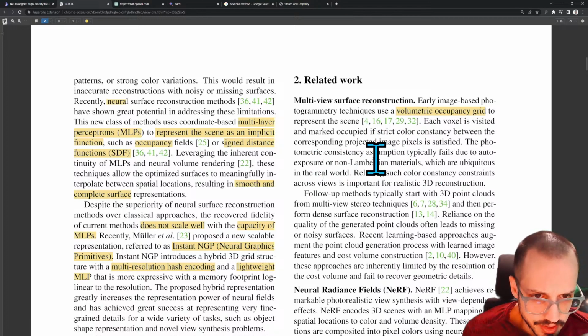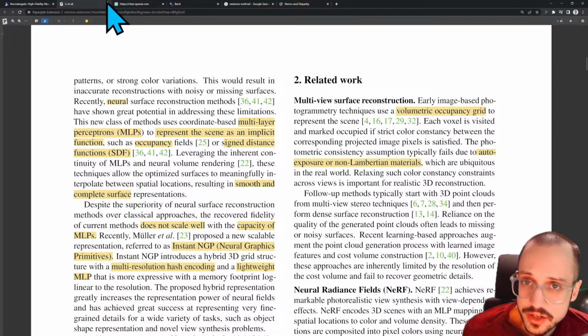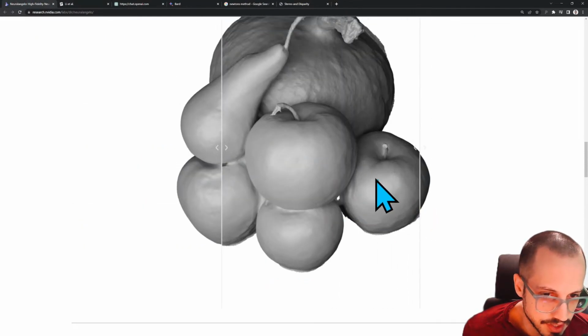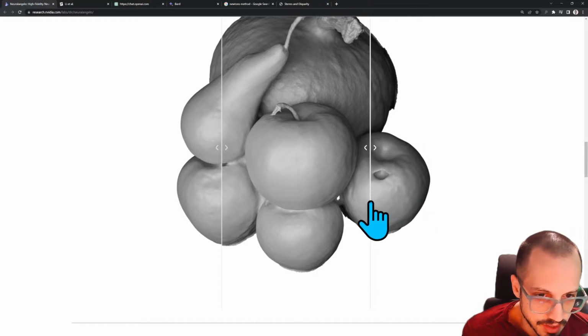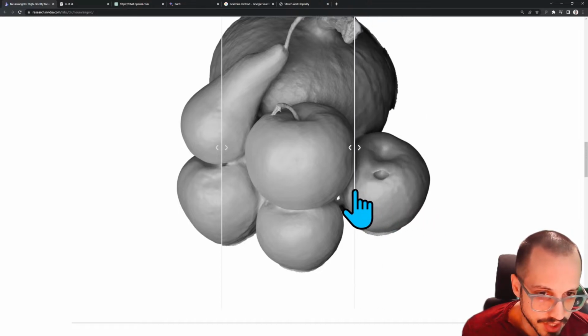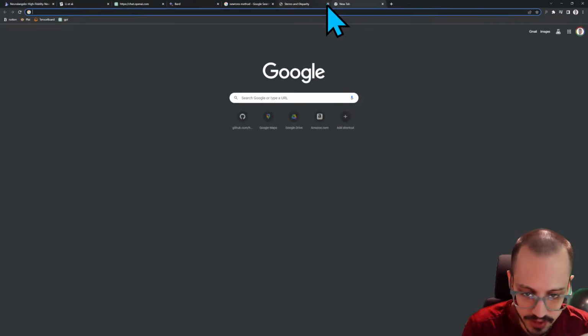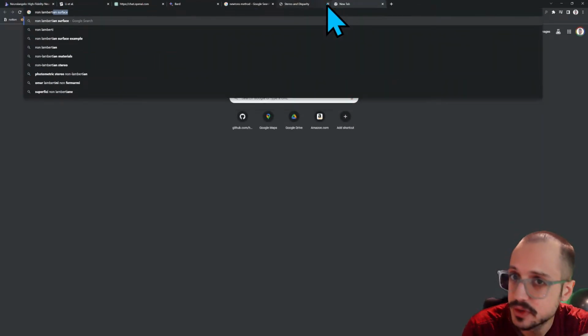The photometric consistency assumption typically fails due to auto-exposure or non-Lambertian materials. So this just refers to weird situations. Obviously, this auto-exposure, if we actually go back to this, I bet that's what was happening here, where the reflection of the apple right there is what caused the issues. I'm not sure what non-Lambertian is. That might mean see-through. Let's see.